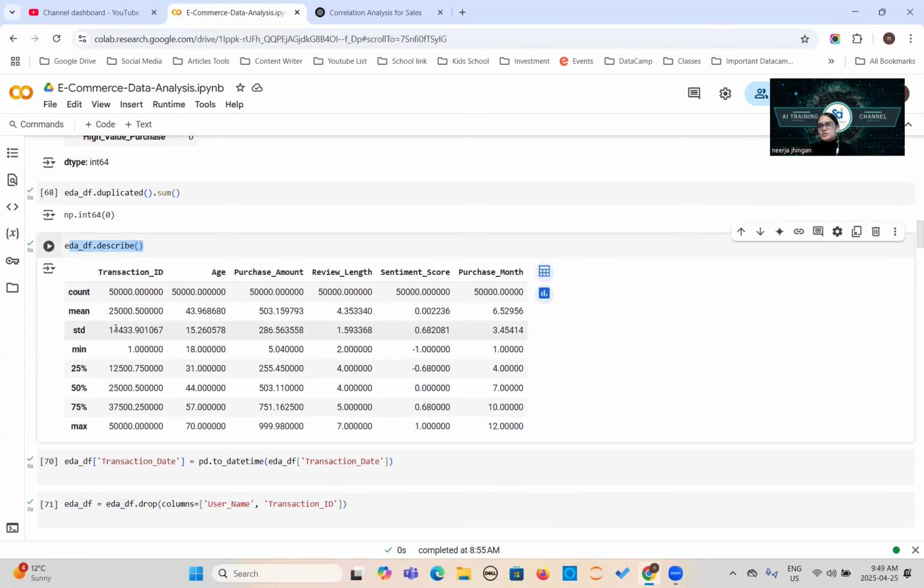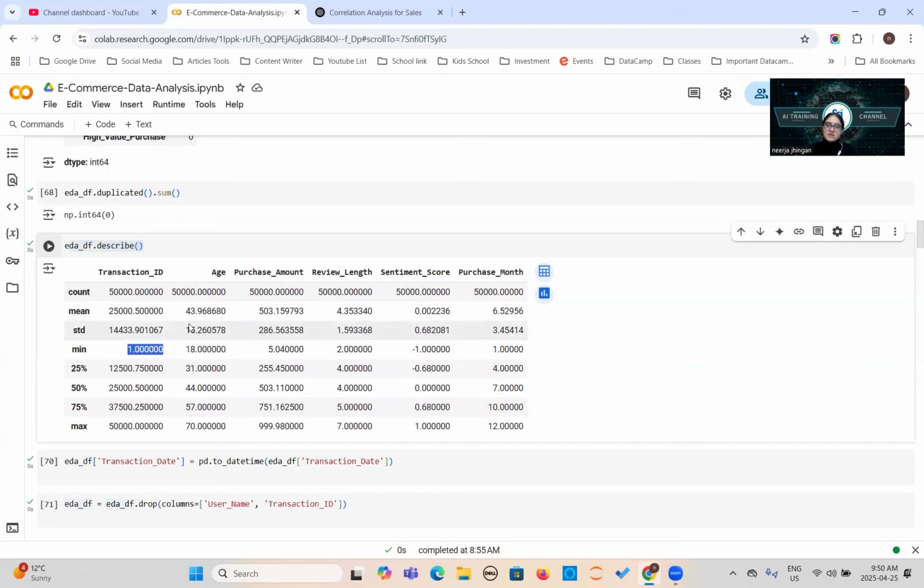Describe method. We use this to check the statistics of all your features, like the distribution of the data set: mean, standard deviation, minimum value, maximum value. This works right now only for your numerical data. Look at this transaction ID. You have 50,000 transaction IDs, with the minimum starting at 1 and going up to 50,000. This is not useful information for us.